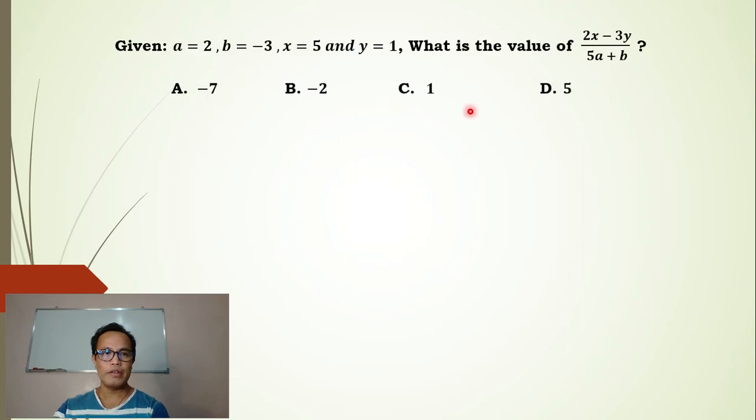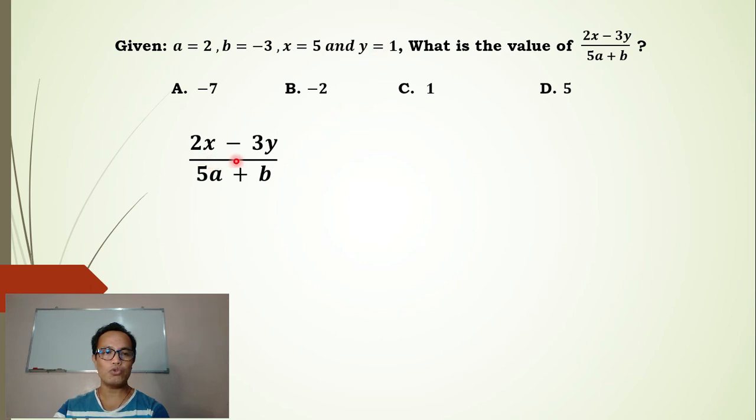Next example. Given a is equal to 2, b is equal to negative 3, x is equal to 5, and y is equal to 1. What is the value of 2x minus 3y over 5a plus b? So we are given this rational algebraic expression, and we are given the values of the variables. What we need to do here is simply evaluate this rational algebraic expression using the given values of the variables.